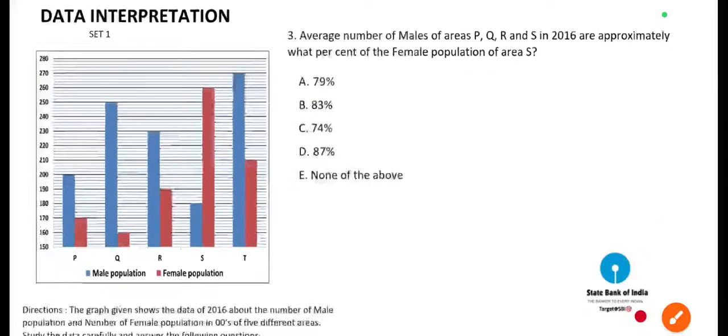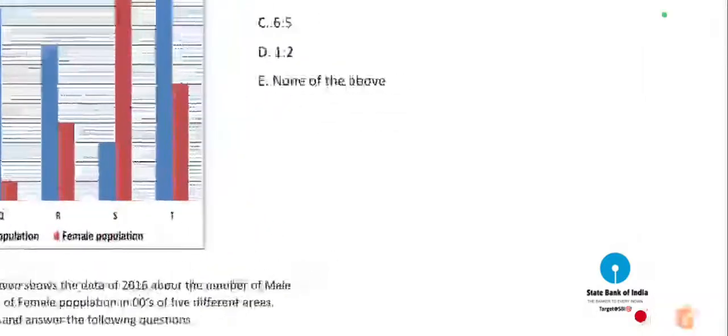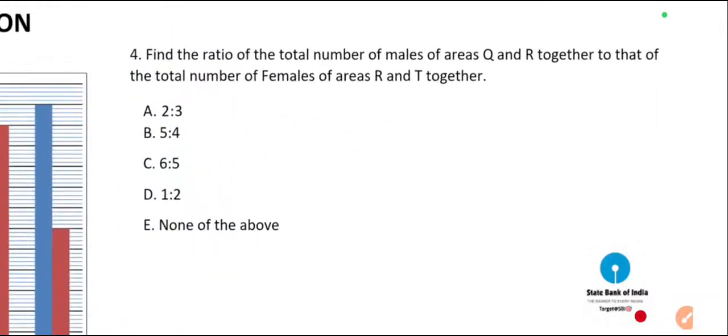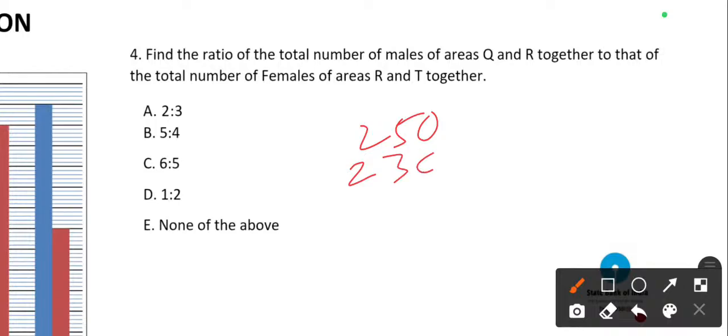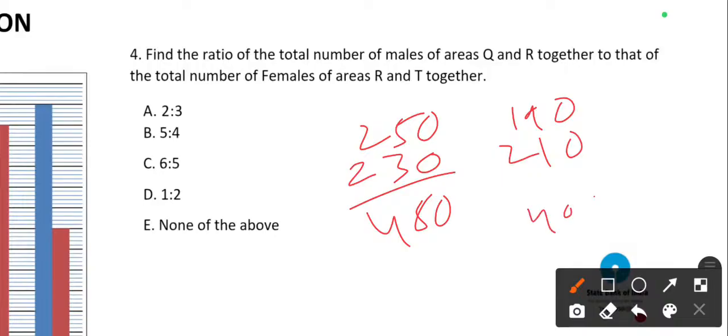Okay, now we are moving to the next question. Fourth question. Find the ratio of the total number of males of area Q and R together. Males in Q and R: Q we have 250 and R we have 230. Total 480. To that of females in R and T. Females in R is 190 and T will be 210. So we have 400. So the ratio will be 0 0 cancel, 48 to 40, which is 6:5. Option C is the answer.